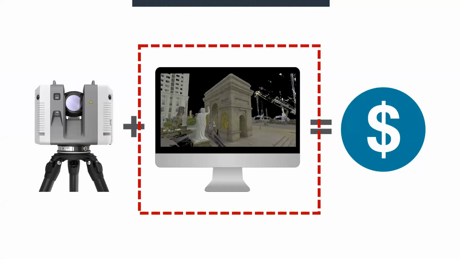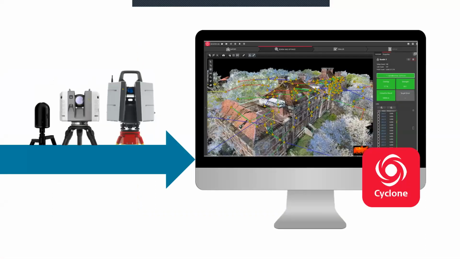So after the hardware which you have seen, the BLK series, RTC series, and P series, you bring the data which you have captured in the field to the laptop. Now we will go to the desktop software and how it works. All the data captured from any of the sensors, be it BLK, RTC, or P series, comes to a software called Cyclone.